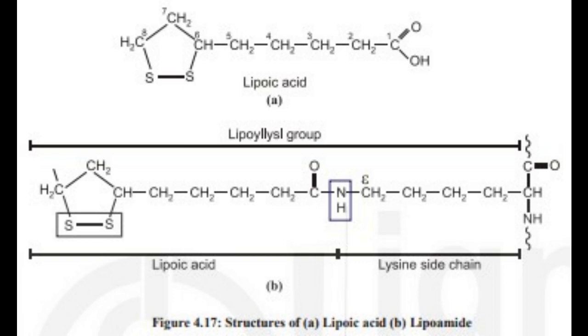The complex reactions of carbohydrate metabolism catalyzed by the pyruvate dehydrogenase system and alpha-ketoglutarate dehydrogenase system require the participation of lipoic acid. These reactions will be discussed later in detail in Unit 6 covering carbohydrate metabolism. Figure 4.17, structures of A. Lipoic acid, B. Lipoamide.